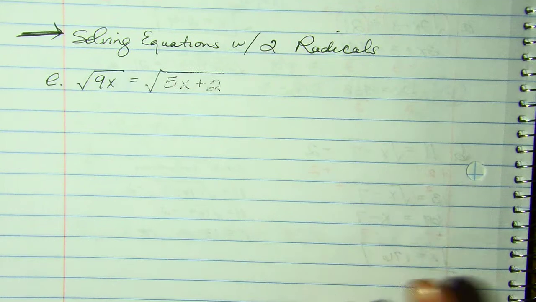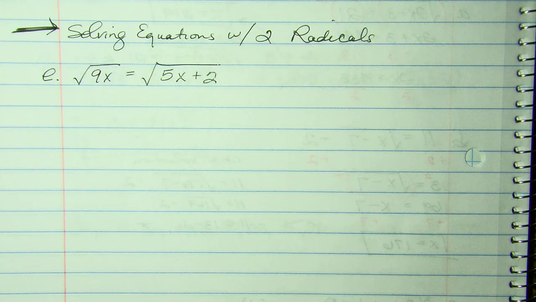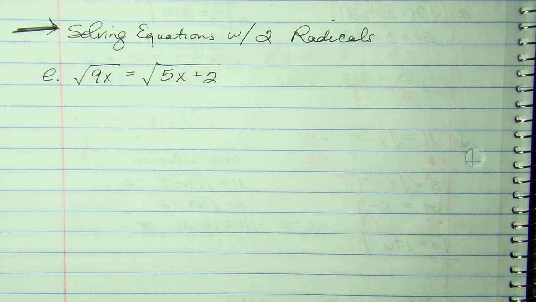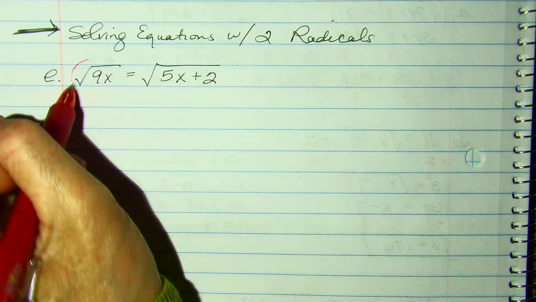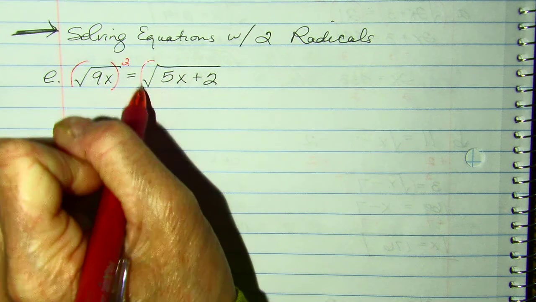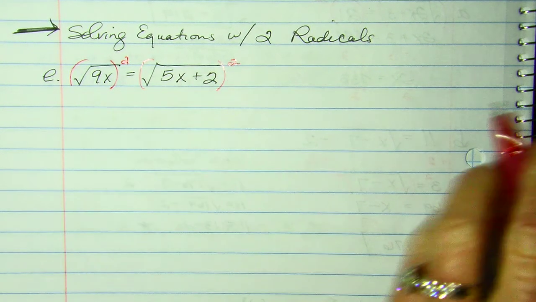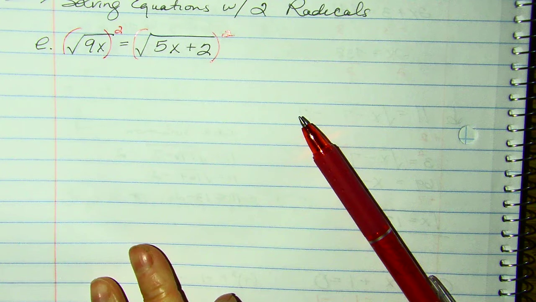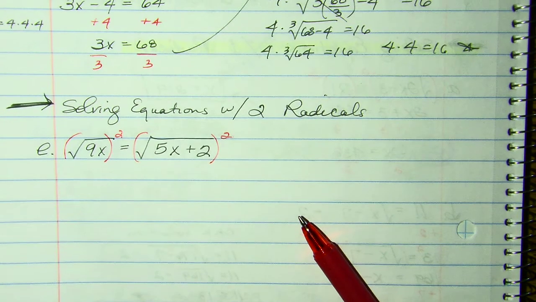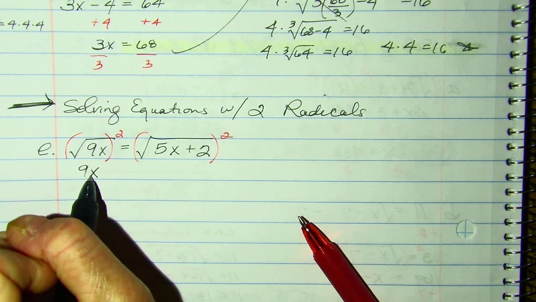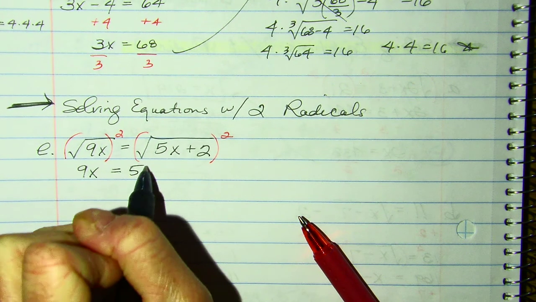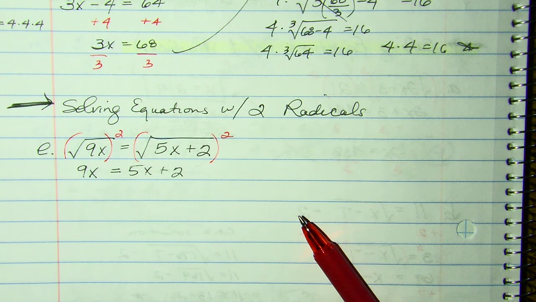So this is set up perfectly. I have a square root on each side. I have nothing in front. I have nothing after. I just have two square root symbols. And so this is actually a really simple problem. We're going to raise both sides to the second power, and all we will be left with is what's underneath. So 9x must equal 5x plus 2. The equal sign is stating that both of these must be equal.